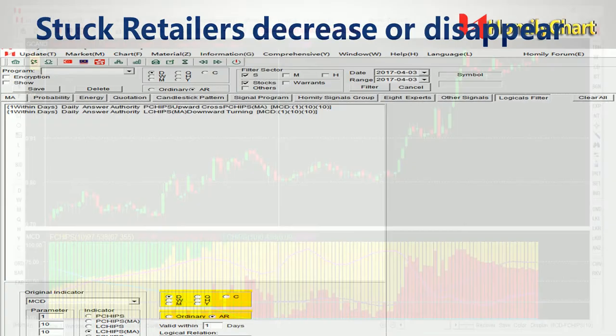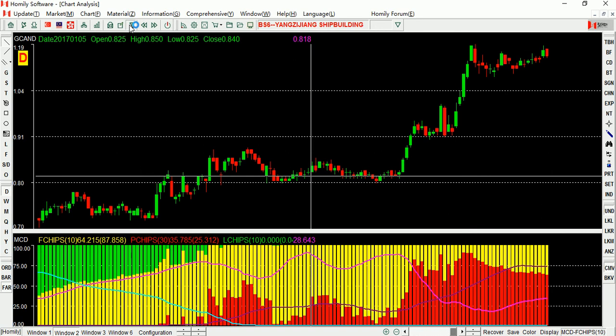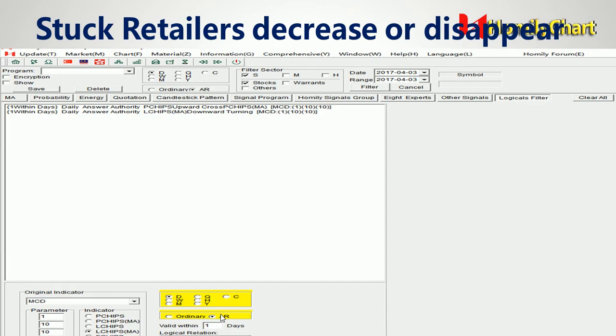So maybe still cannot, let me check whether we can filter some stocks or not. Because maybe today cannot filter, you can check another day, okay? But if you follow this method, the possibility is high, okay? So let's continue. This one is for selecting stocks where retailers decrease or disappear, okay? So let's continue.